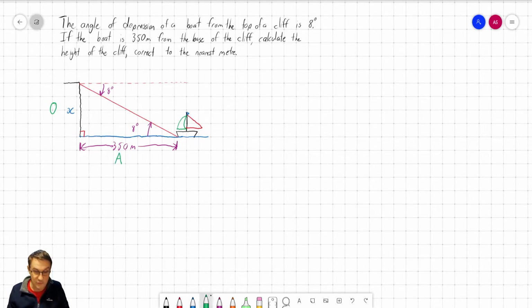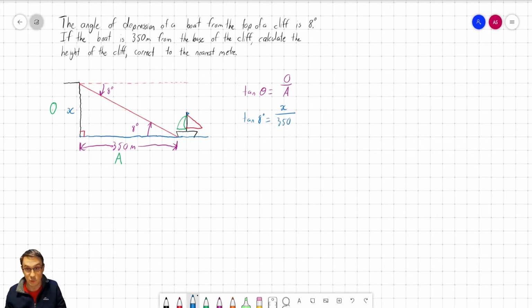And so what we then need to do is, we've got an O and an A. We need to determine what ratio we're using here. So in this instance, we're going to use the tan ratio. So tan theta is equal to O over A. And so from this, we can take this information and substitute it into this. So as we go about that, we're going to have tan 8 degrees is equal to X over 350.